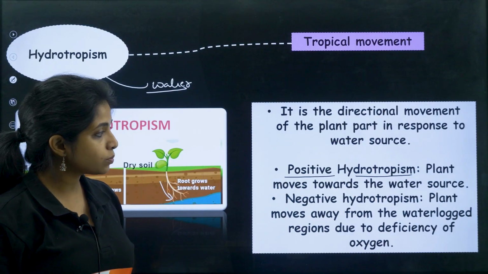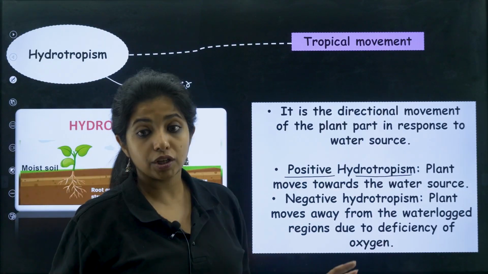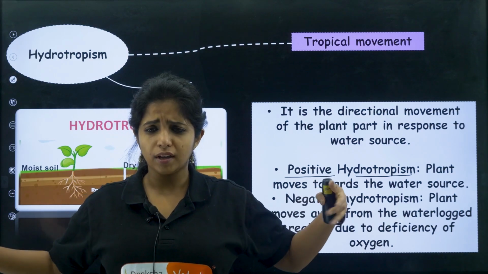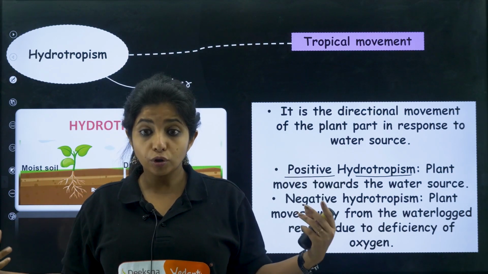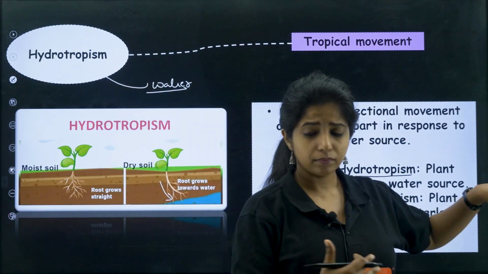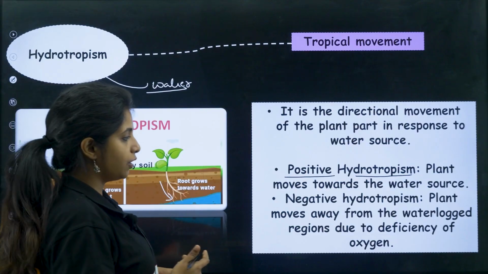Negative hydrotropism, plants move away from the waterlogged regions. When there is a flooded condition, during floods there is too much water, the plants won't be able to breathe, the roots won't be able to breathe, they need to exchange gases. That is not happening. So the roots kind of try to move away. So that is an example of negative hydrotropism.